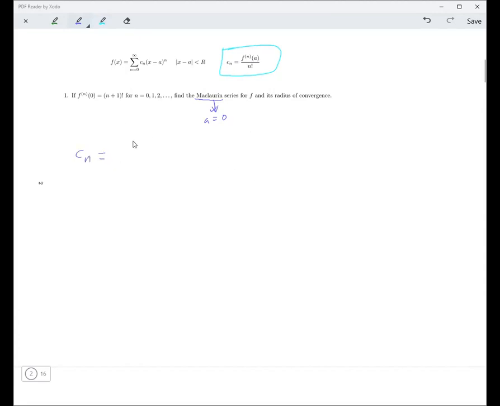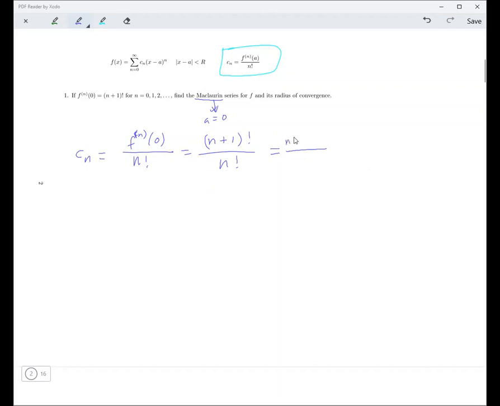So our cn's are going to be the nth derivative at 0, because a is 0, all divided by n factorial. And because the nth derivative at 0 is n plus 1 factorial, that's just going to be n plus 1 factorial divided by n factorial. And what is n plus 1 factorial divided by n factorial? Just n plus 1 on the top, right? Exactly. Now let me go through the details of that.